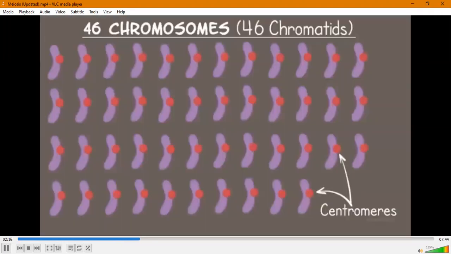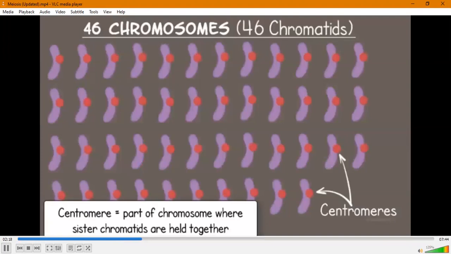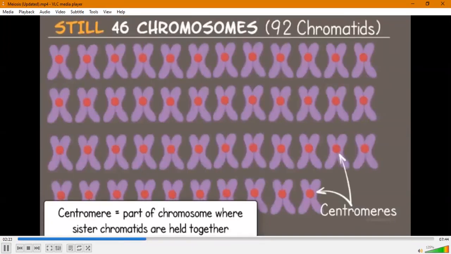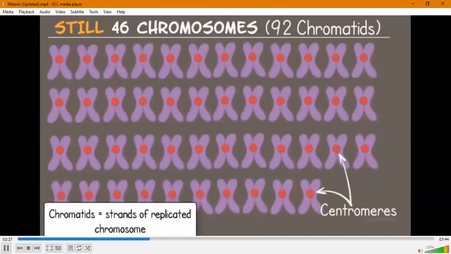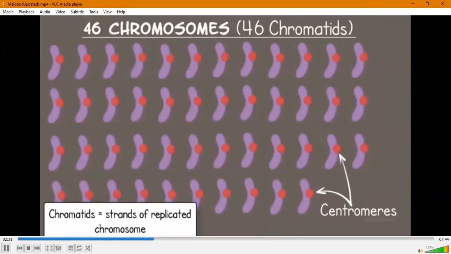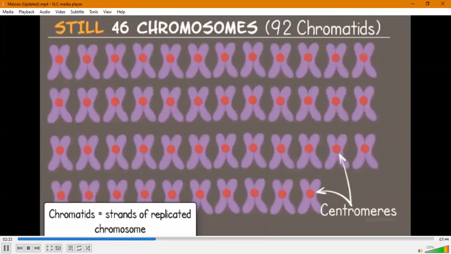Well, because we tend to count chromosomes by the number of centromeres present, when the 46 chromosomes duplicate, we still say there are 46 chromosomes, because the sister chromatids are still attached, and we are actually counting by centromeres. So 46 chromosomes here, they replicate in interphase, and you still have 46 chromosomes in this picture. But you went from 46 to 92 chromatids.